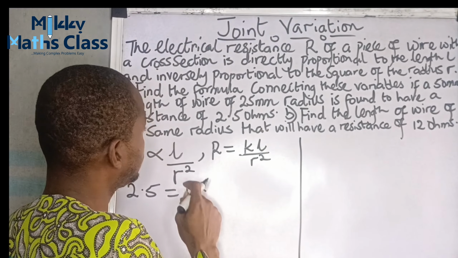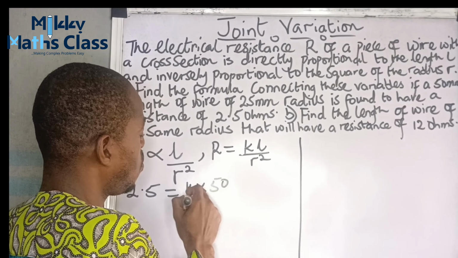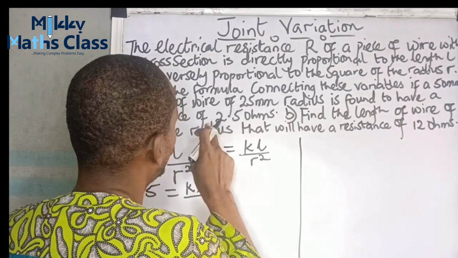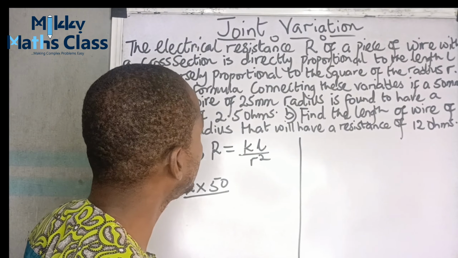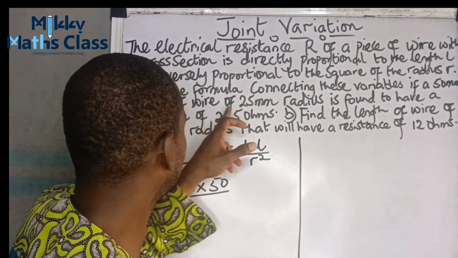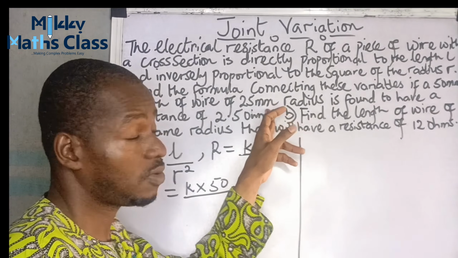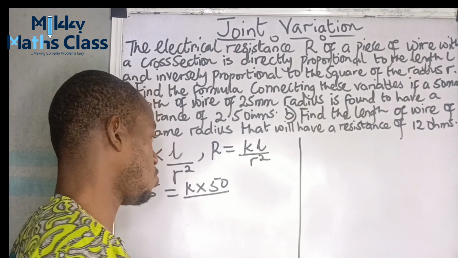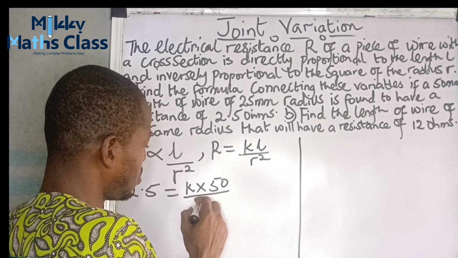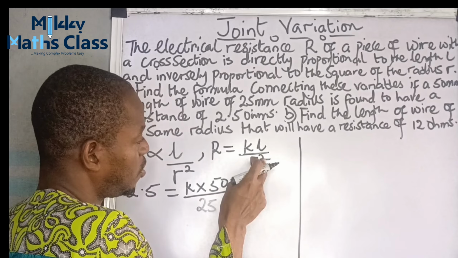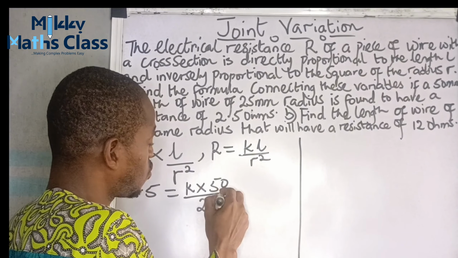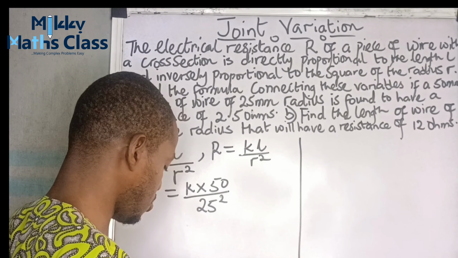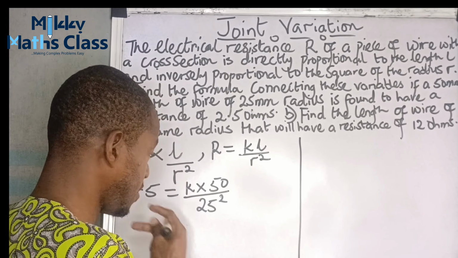50 millimeter length of wire. So that's times 50 over our radius. Where's our radius? Okay, our radius is 25 millimeter. Look at the radius. It says length of wire of 25 millimeter radius. So wherever we see radius, we put 25. But this is radius squared, so that's R squared. So from there, we can calculate. So 25 times 25 will give us 625.